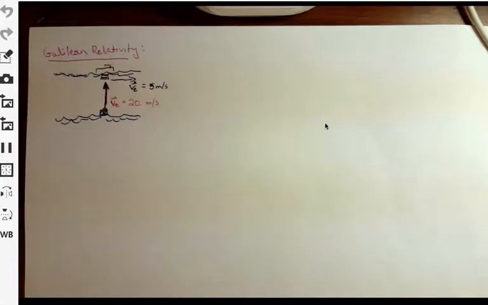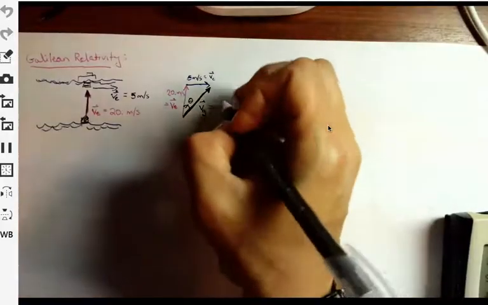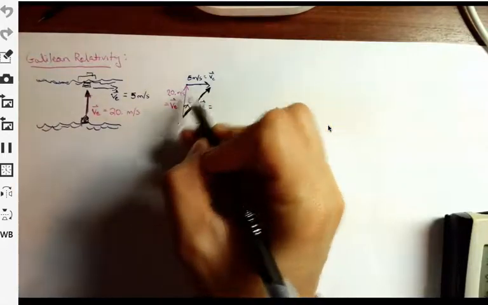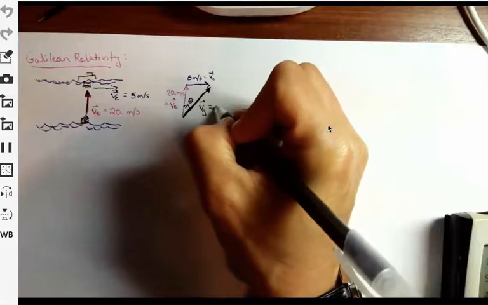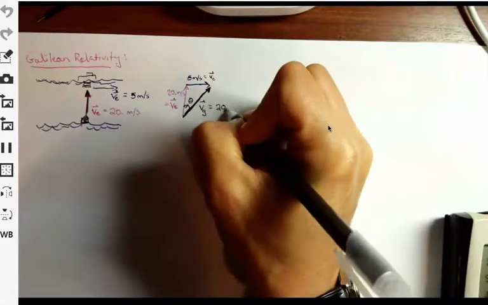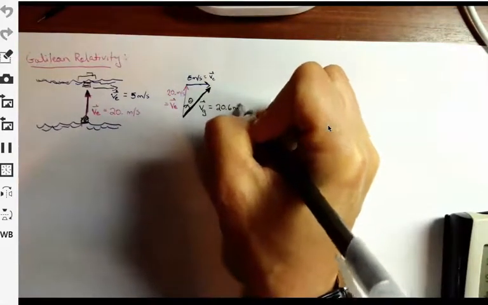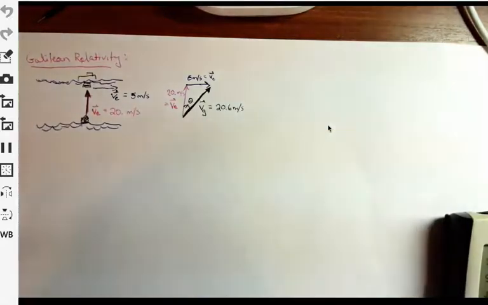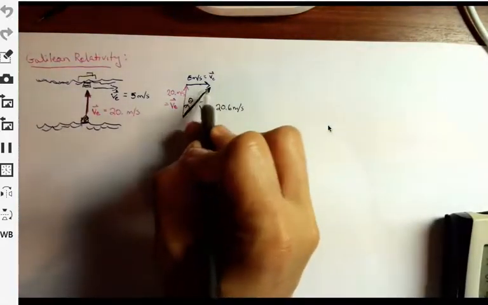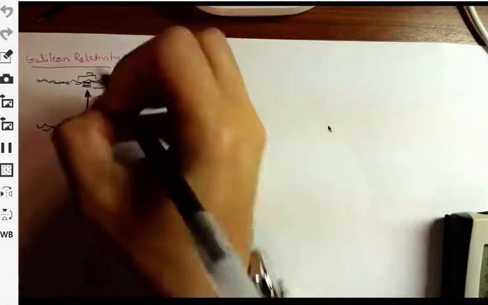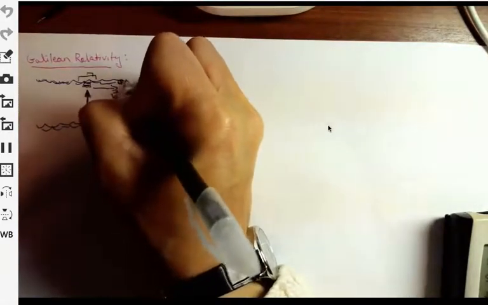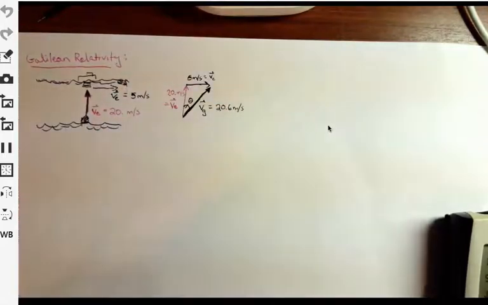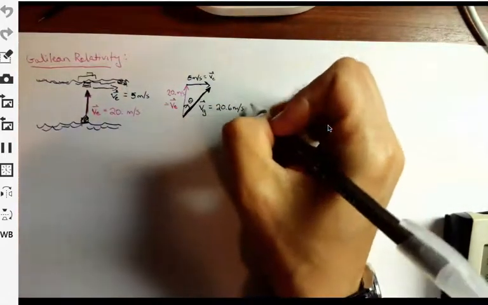Pythagorean theorem, a nice right triangle, square root of 20 squared plus 5 squared ought to give you a hypotenuse of about 20.6 meters per second, a little over 20 meters per second. You'll get there early, but you'll be swept downstream at an angle of theta. And if downstream are a lot of nasty sharp rocks, that is not going to be good.